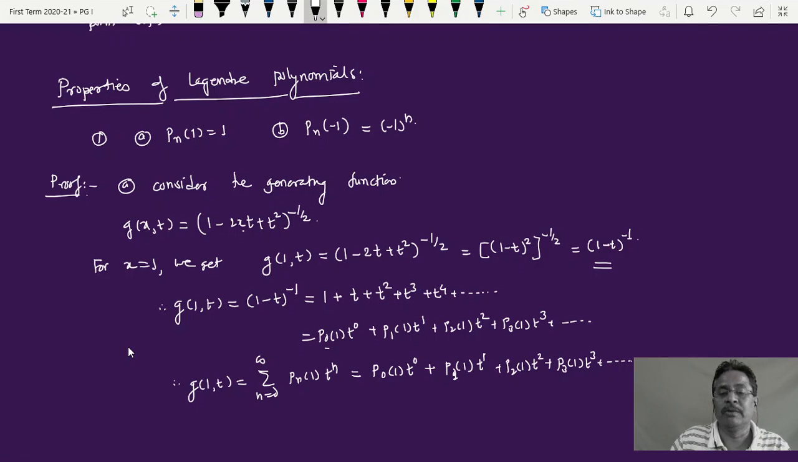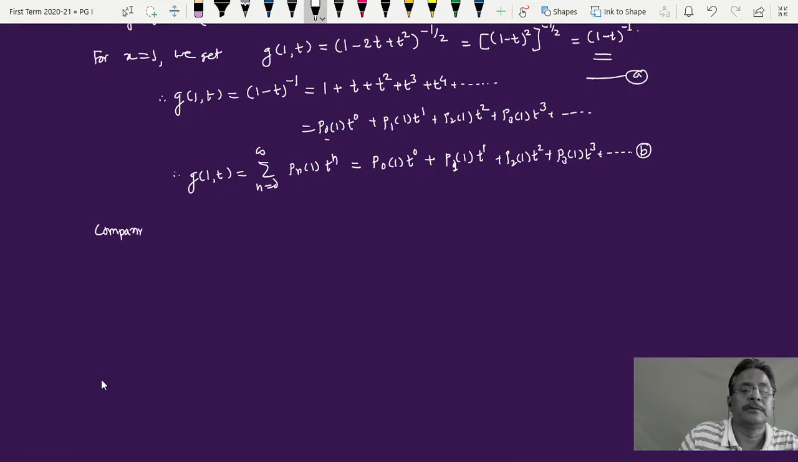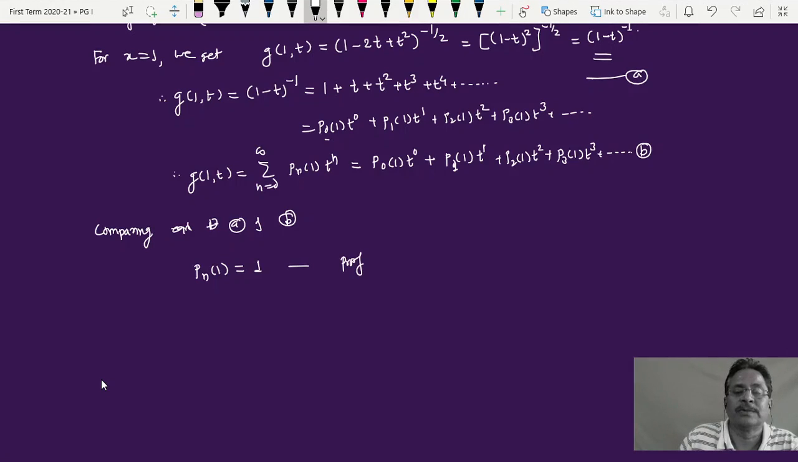Now we can call this equation A here, and this is B. Comparing equation A and B, that shows you every pn of 1. Okay, so whether n equal to 0, 1, 2, 3, 4 and so on, everywhere it comes out to be 1, 1, 1 and 1. So that is simply 1. This is my proof of the first property.